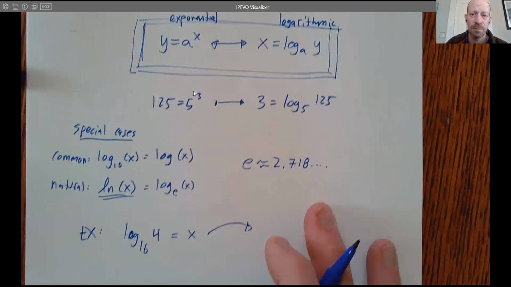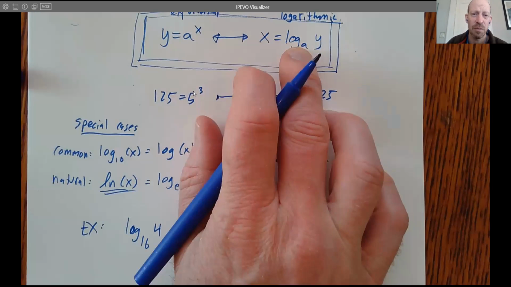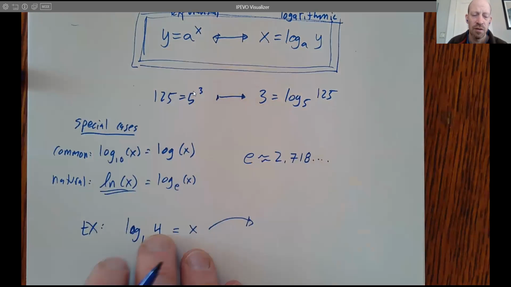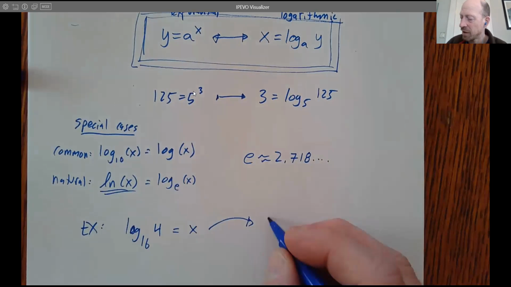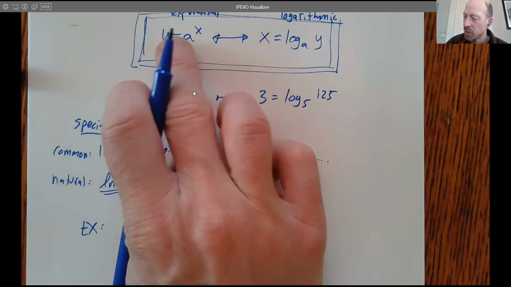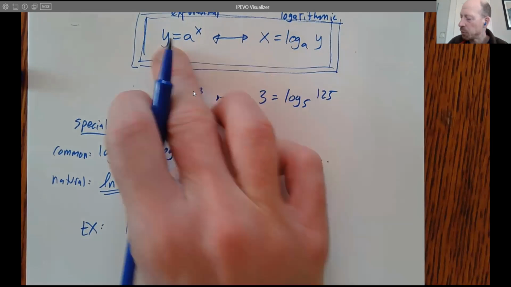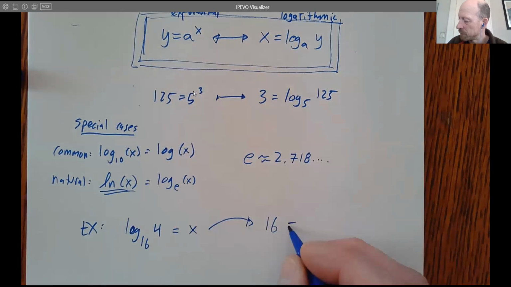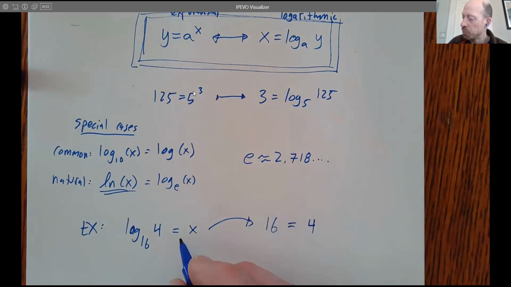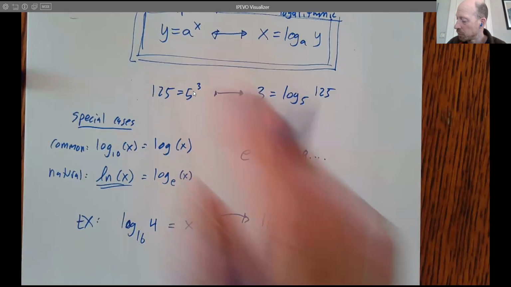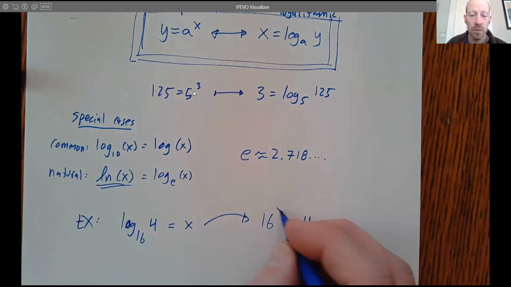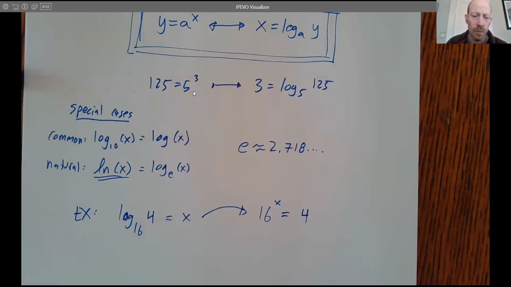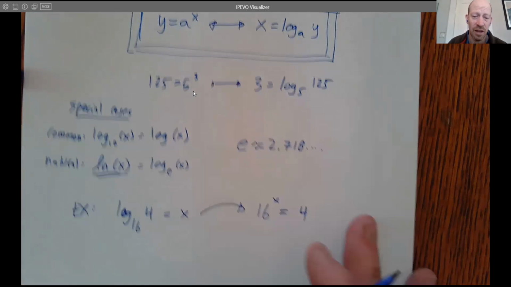So I got to keep straight here. The base of the logarithm becomes the base of the exponent. The input to the logarithm becomes the output of the exponential, and the output here, this x, becomes the exponent. This is a problem where you may be able to just see what x has to be, and that's fine. If you can see the answer there, that's great.